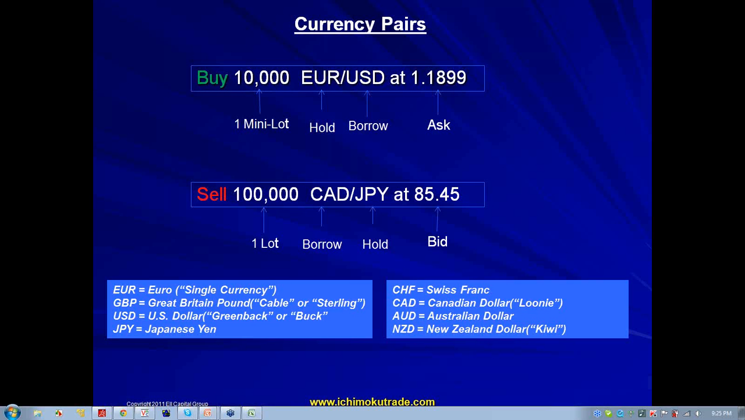Let's suppose I have $20,000 in liquid cash in my brokerage account. And I'm playing this transaction, buy 10,000 Euro USD at 1.1899. So I have to multiply 1.1899 by 10,000. That means this many dollars will be out of my account, right?